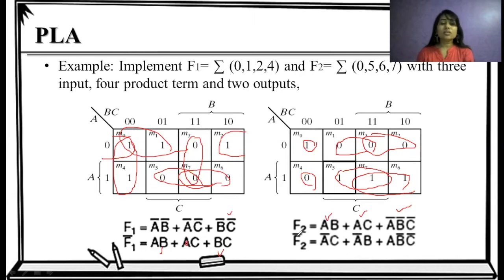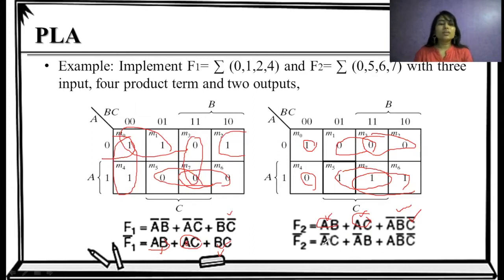So how can we fulfill this condition? Comparing this F1 and F2, in this F1 and F2 we have 6 product terms. Now compare F1 dash and F2. In F1 dash and F2 we have a common term AB. Then we have a common term AC. So basically till now we have only 2 terms. Now this BC is the third term and this is the fourth term. So if we implement F1 dash and F2, we can fulfill this condition of 4 product terms.